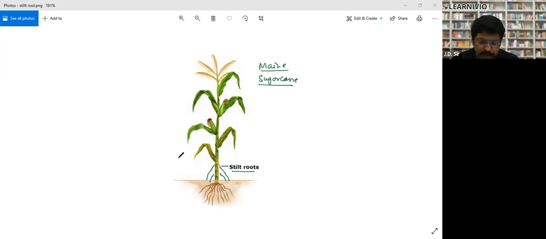So they are mechanical, they provide support, and secondarily they also help in absorption of minerals and water. These are aerial roots, found above ground. Note it down, please. Stilt root, that is the heading. Fourth one is stilt root.